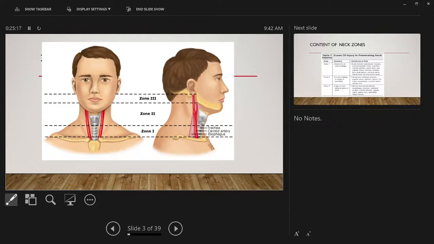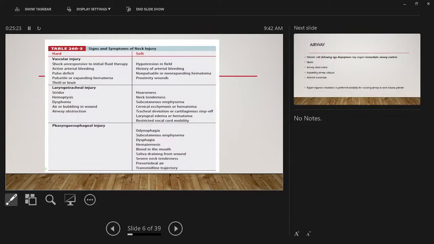Now let's come to hard signs. So Arvind, what are the hard signs in neck injury? In neck injury we classify as vascular injury, airway injury, and digestive injury. We have hard signs for vascular as well as airway injury. In vascular, it will be shock, an unresponsive patient. Then you can have pulsatile hematomas, expanding hematomas, active arterial bleeding from the site, and a pulse deficit.